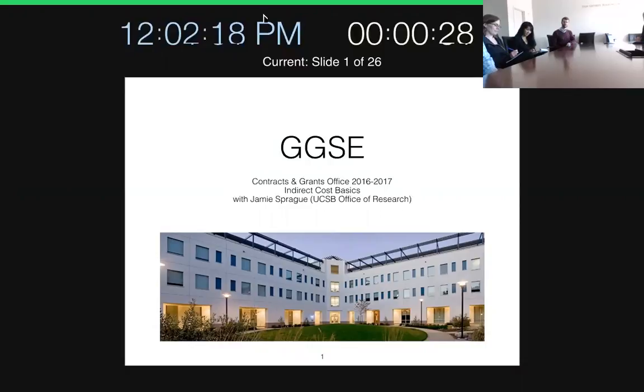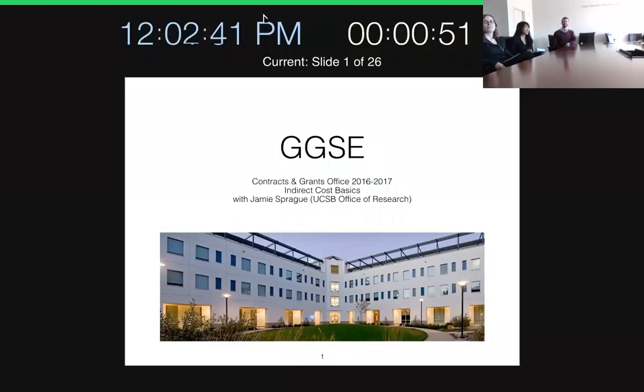Jamie's here today. These are the folks on campus who manage our contracts and grants, and they're the people who deal with issues related to indirect costs. So I want to put this a little bit into context. Indirect cost is simple. That's what we're talking about today, 101. Unless there's some complication. Until it's not.